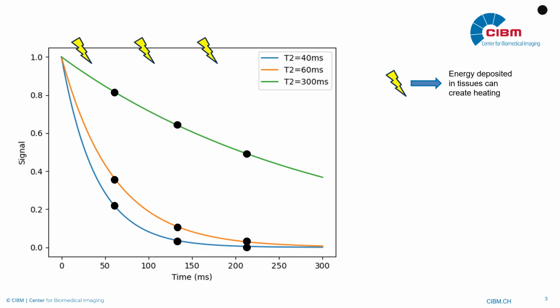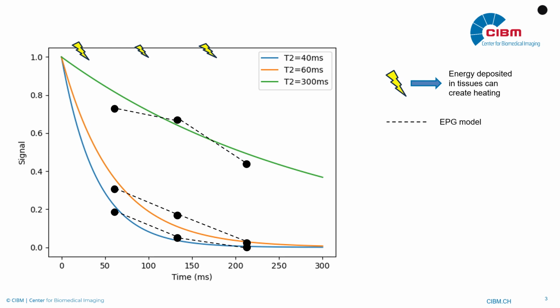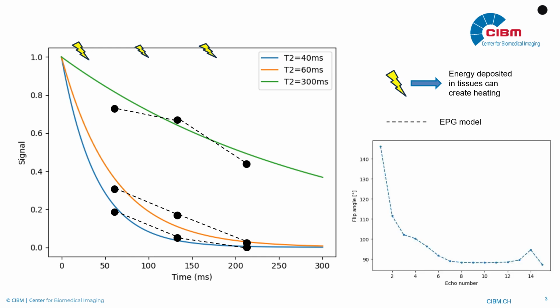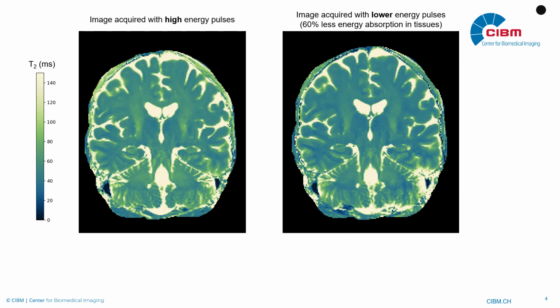What I was working on recently is to reduce the energy of the pulses by reducing their amplitude. This creates a jitter in the signal decay that can be modeled by the so-called extended phase graph. Here are the amplitudes of the pulses that I have found after optimizing them so that I can still measure different T2 decays.